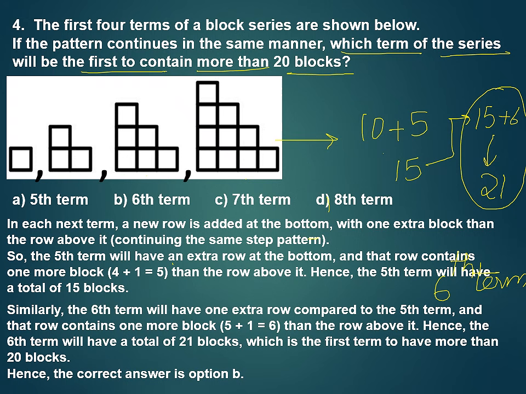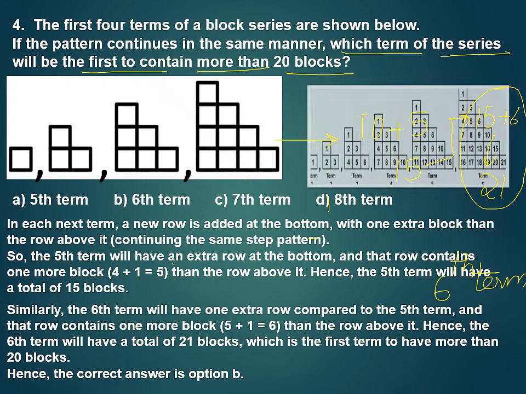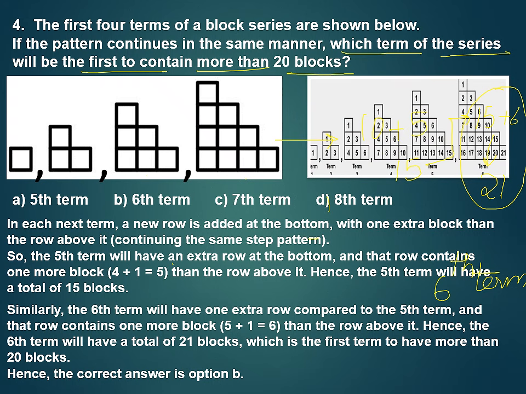Hence the fifth term will have 15 blocks and the sixth term will have an extra row compared to the fifth term. That row will contain 6 blocks and a total of 21 blocks, which is the first term to have more than 20 blocks. Hence the correct answer is option B. As I give you the answer, the sixth term will be the first one to contain more than 20 blocks. Here is the pictorial representation of what was explained.